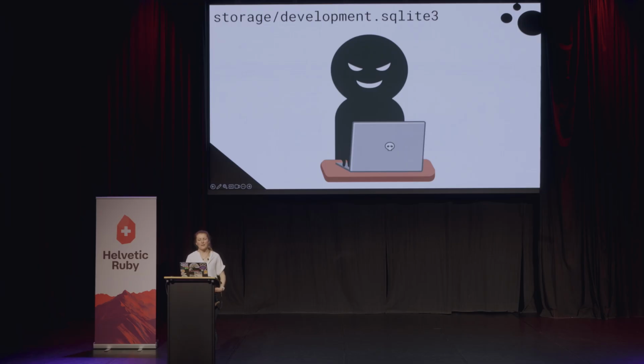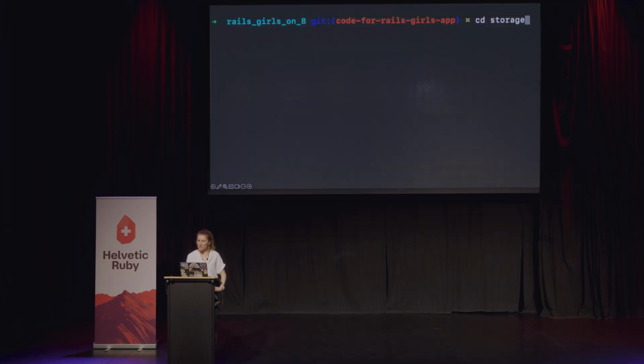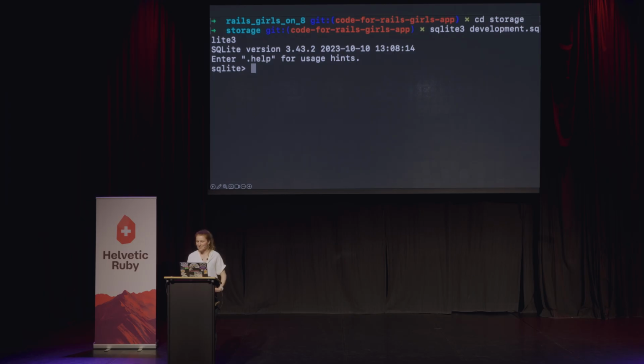Zoe needs to know what's going on in this newly discovered development.sqlite3 file, so she hacks in, or at least that's what it feels like she's doing. Armed with commands fresh from ChatGPT, Zoe changes directory into storage and starts a SQLite console to dive into development.sqlite3. It worked, she's in. Zoe should probably start investigating how to be a hacker.